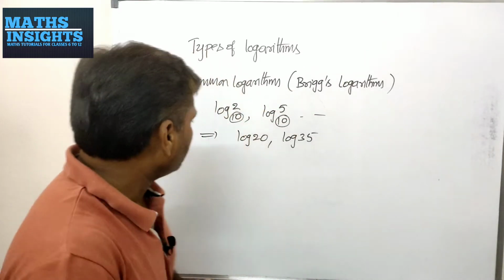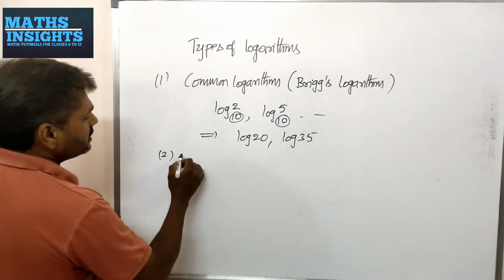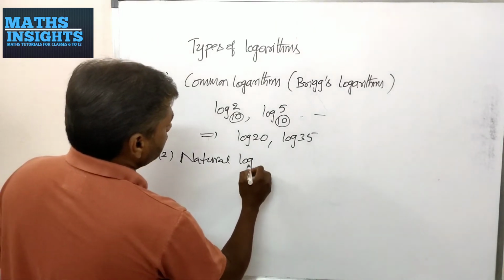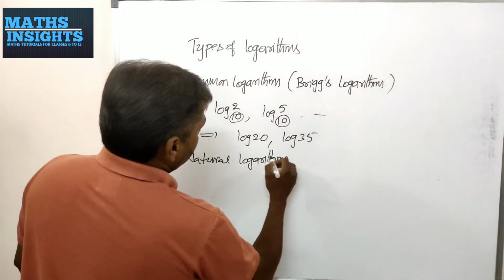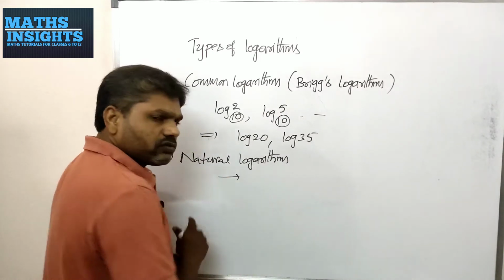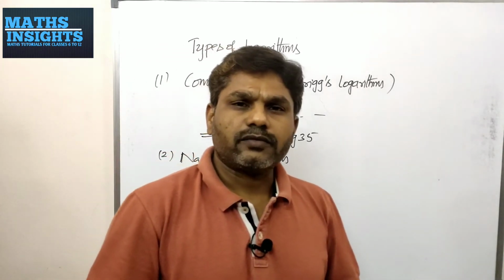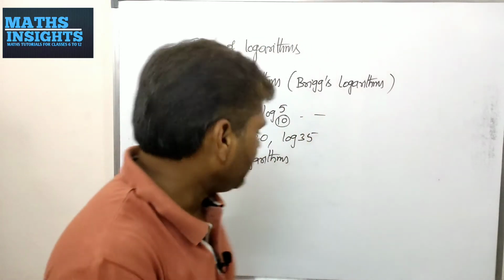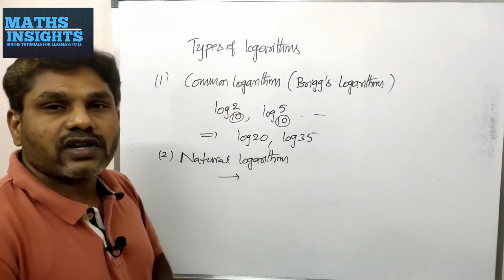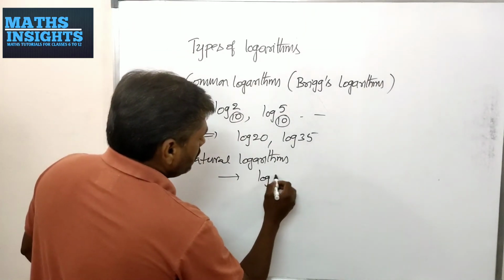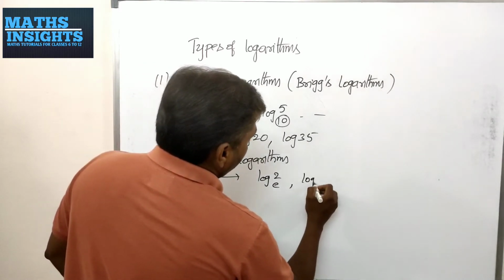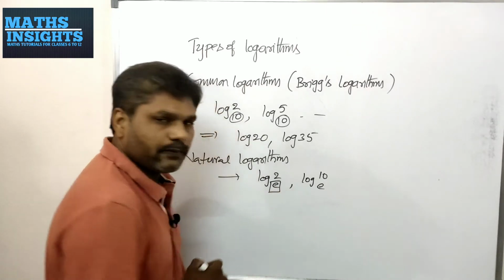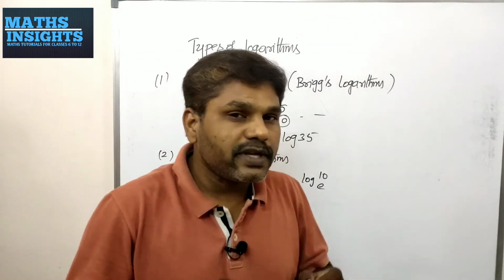Okay, my dear students. Next, the second type is natural logarithms. When the base of any logarithm is e, then that is said to be a natural logarithm. For example, log 2 base e, comma, log 10 base e. Here the question arises, what is this e? This e is called Napier's base.